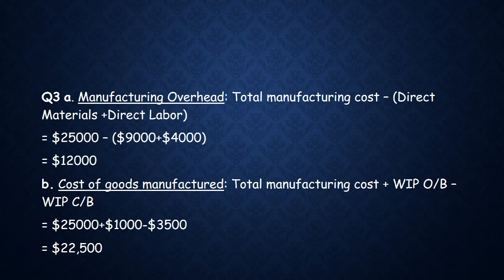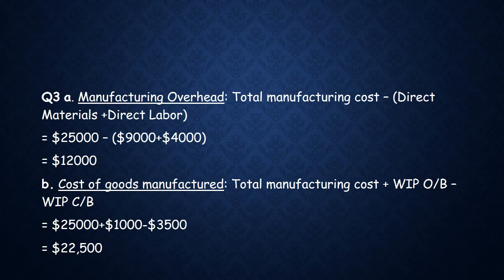In the next question, you have to calculate manufacturing overhead when you have been given the total manufacturing cost and direct materials and direct labor. So it's simple. Total manufacturing cost minus direct materials minus direct labor, and this gives you $12,000 as your answer to this question.